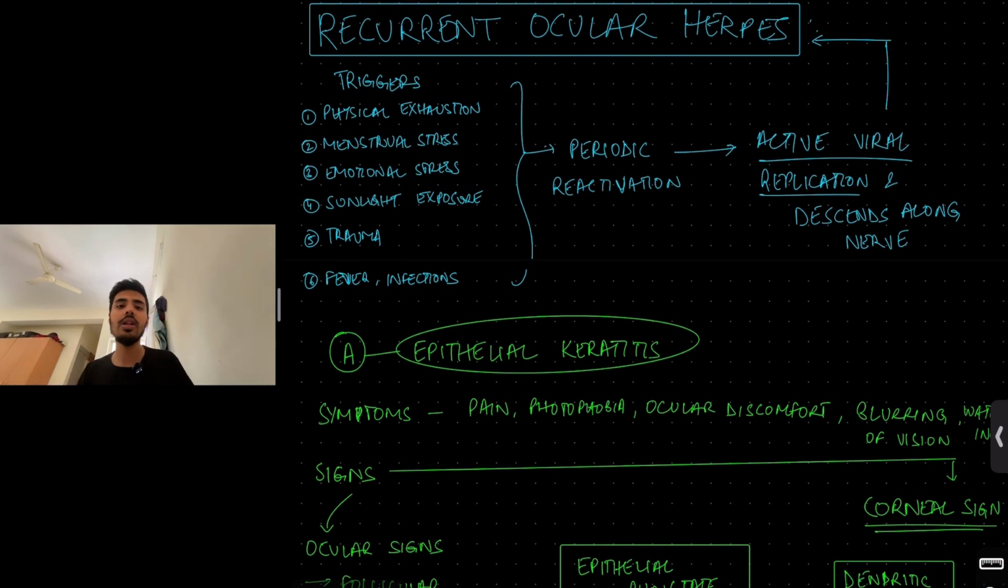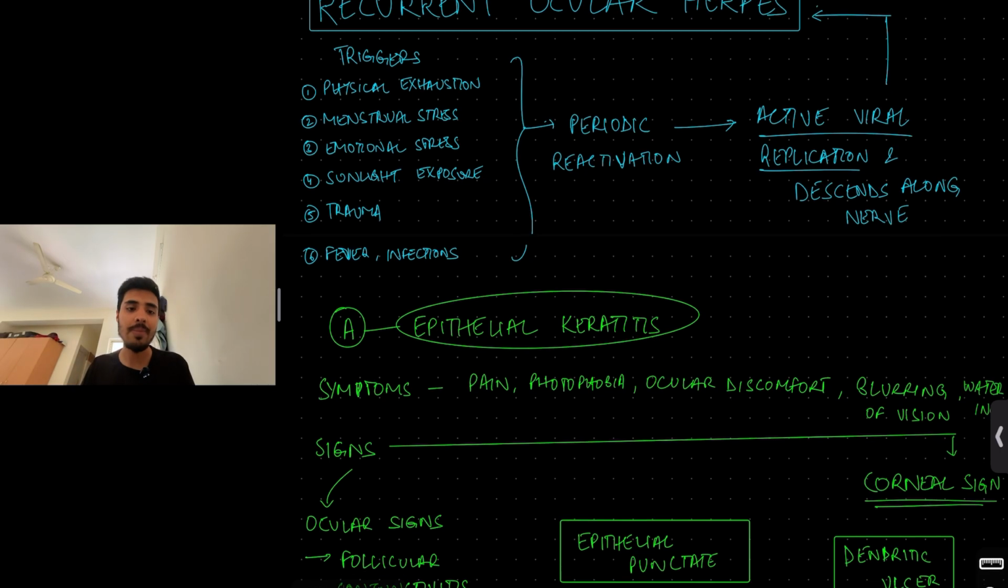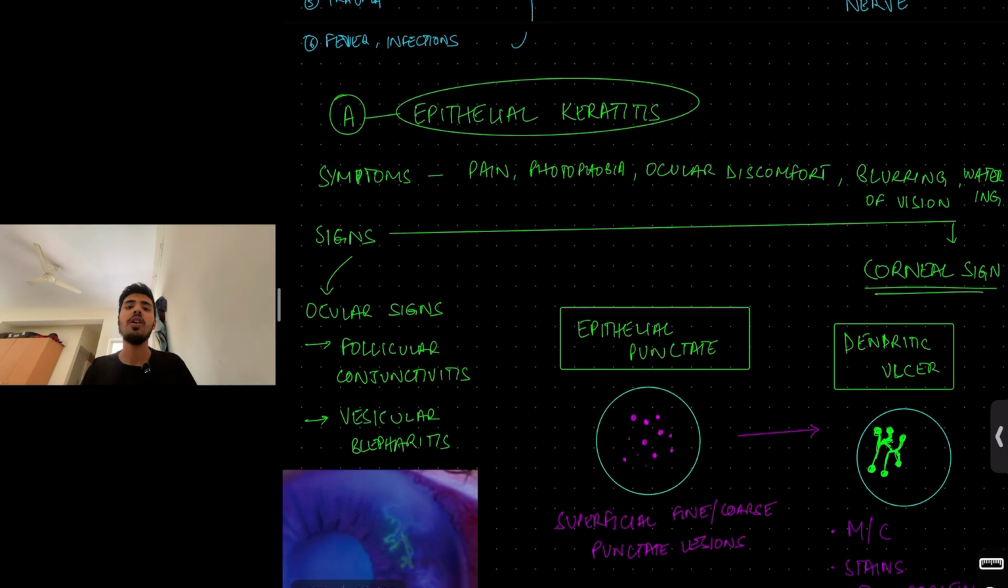Now, recurrent ocular herpes, what happens? There are certain trigger factors like physical exhaustion, menstrual stress, emotional stress, exposure to sunlight, trauma, fever, and infections. All these lead to reactivation of the herpes simplex virus where it is supposed to be latent. From latent infection, they start actively replicating, and active replication makes them descend along the nerves from the ganglion, leading once again to lesions. This is known as recurrent ocular herpes. Now this can be in multiple forms. Let's go layer by layer.